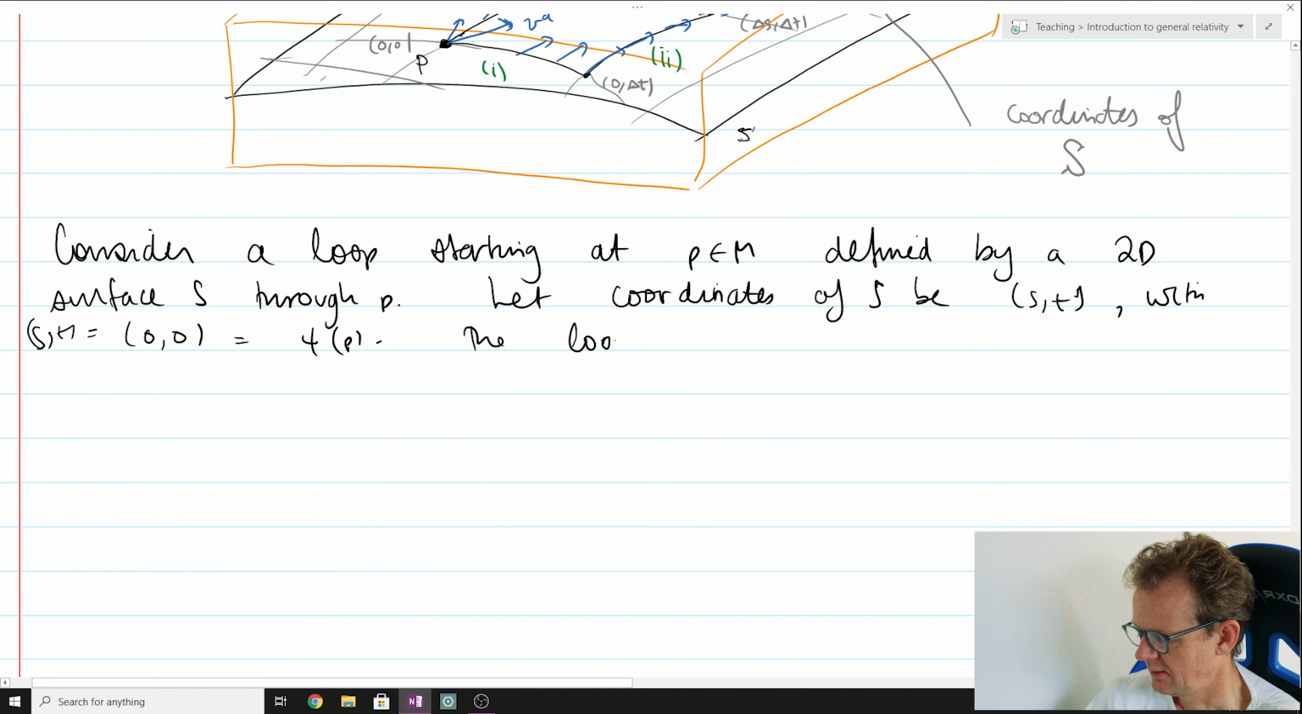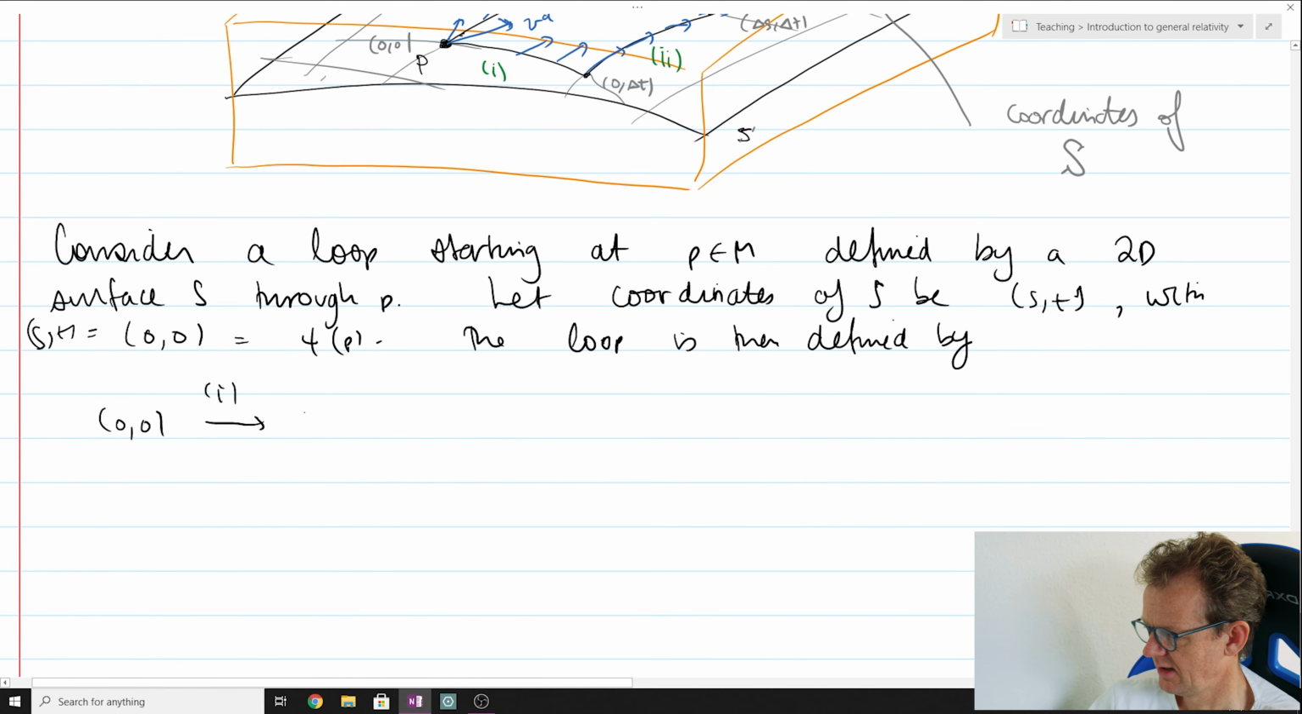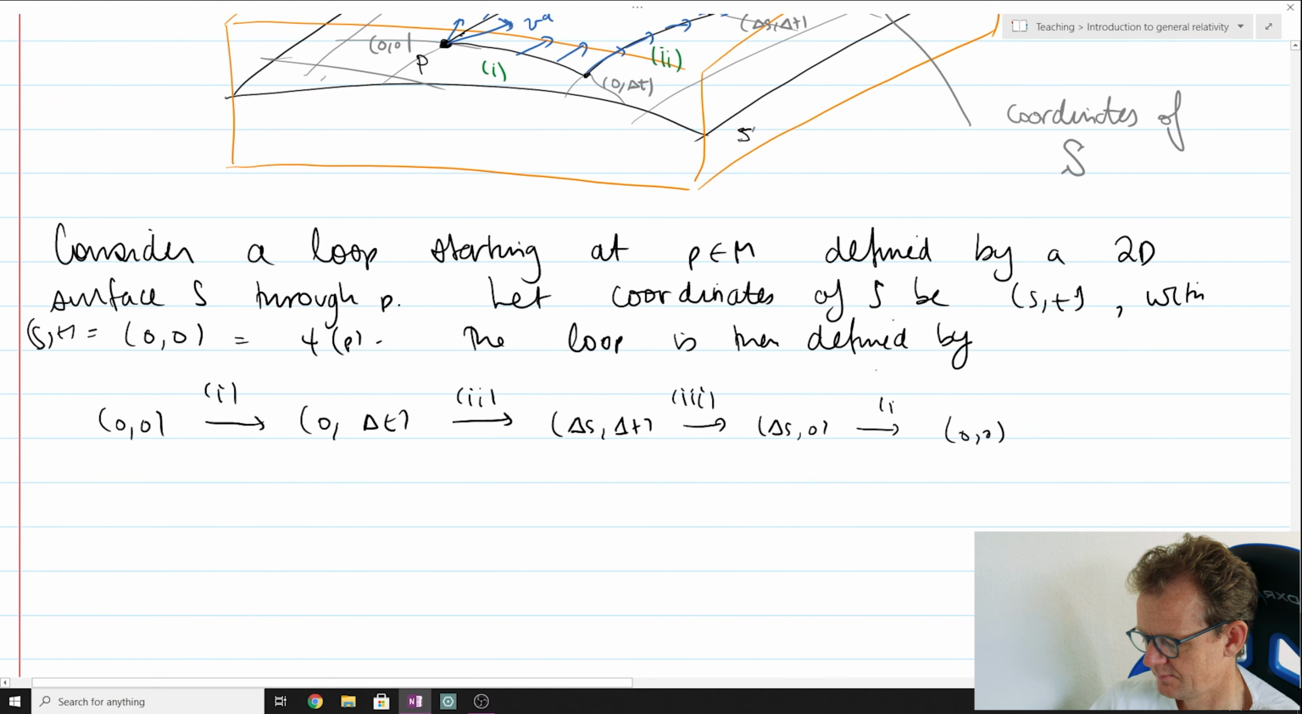Then the loop that we're going to parallel transport our vector around is defined by the following 4 steps. We start at the point 0, 0 in coordinates on S. We go to the location 0, delta t by parallel transport operation 1. We go to the location delta s, delta t by parallel transport 2. We get to delta s, 0 by 3. And then we finally end up at 0, 0 by parallel transport 4, finishing our path.